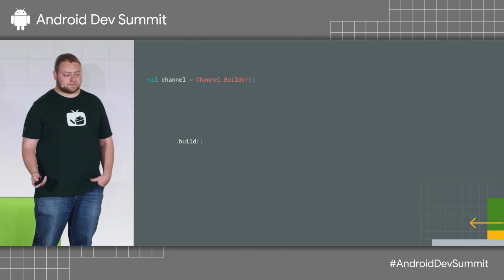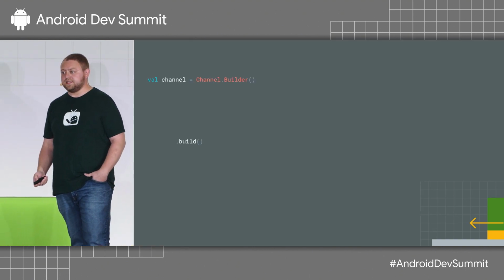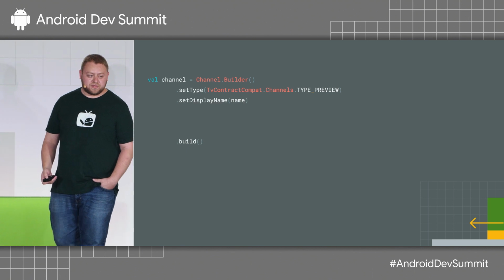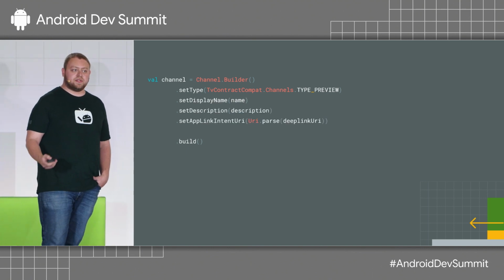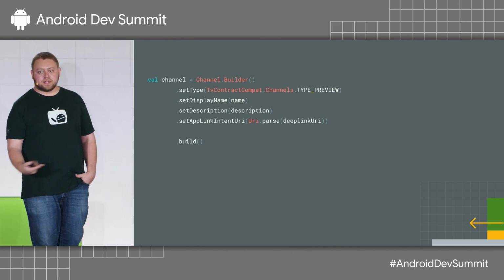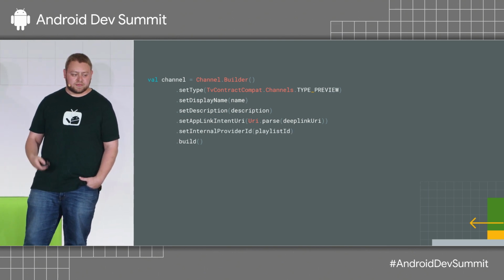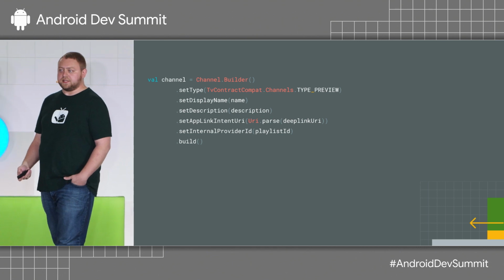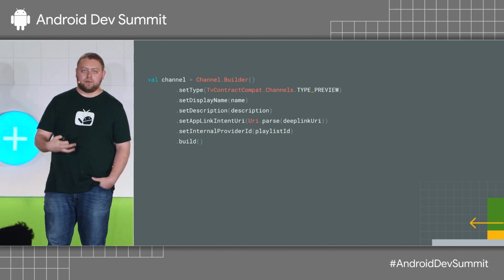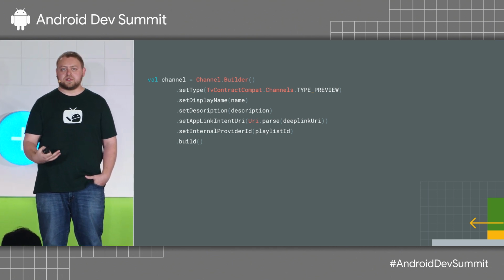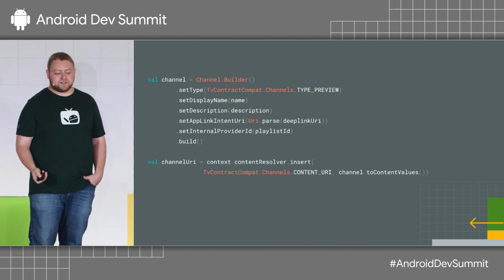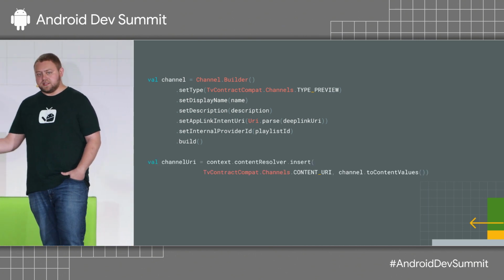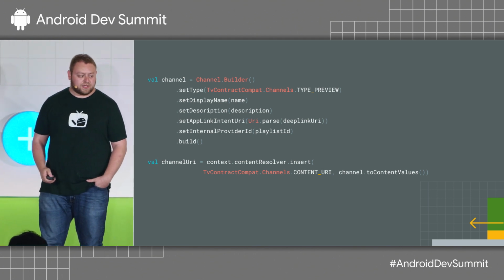We have a channel, we get a builder, we set the type to type preview, we give it a name, a description, a deep link, so when they open up your channel, it's able to open into your app. And you set an internal provider ID. This is an ID that your app wants to keep track of and knows about. Then you just get a content resolver, you call insert, you give it content values, and you're good to go.